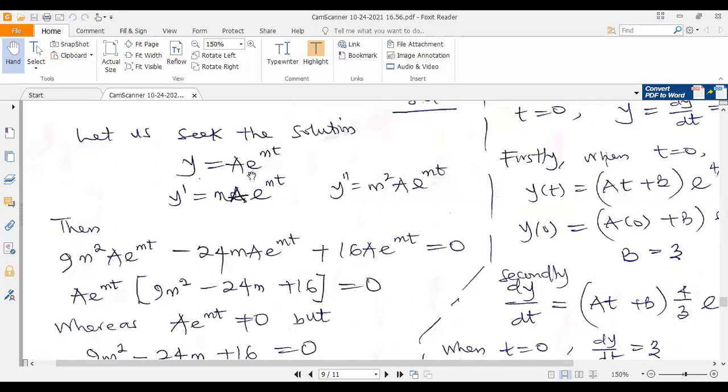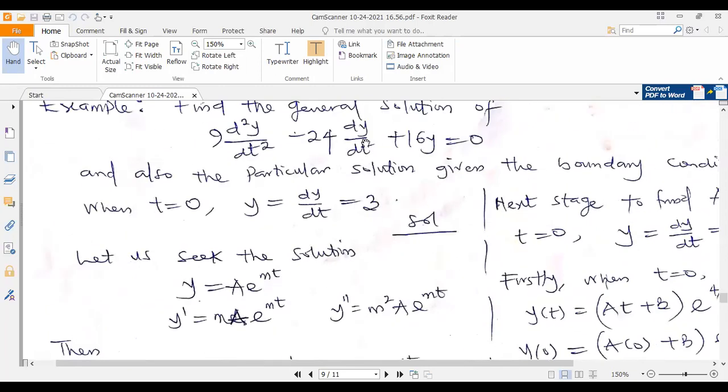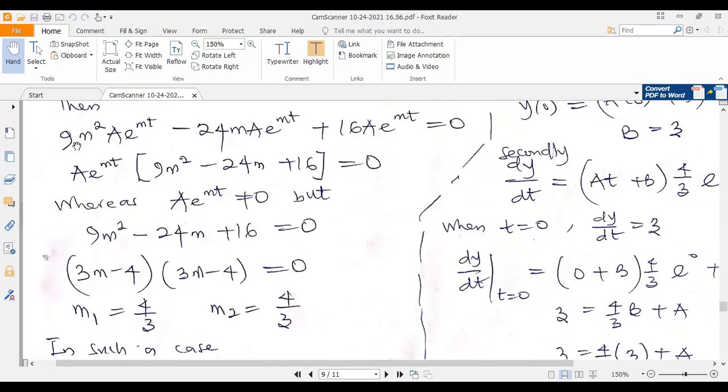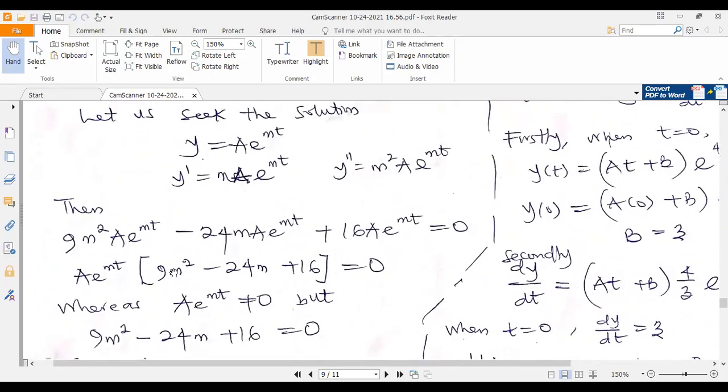We assume the solution to be a exponential mt. You differentiate the first time to give you ma exponential mt. You differentiate the second time to give you m squared a exponential mt. Then you substitute everything back into the problem, and you have this expression. In this case, we can factorize a exponential mt. By the time you factorize, you now have 9m squared minus 24m plus 16, and it is equal to 0. Then in this case, there are 3 things involved.